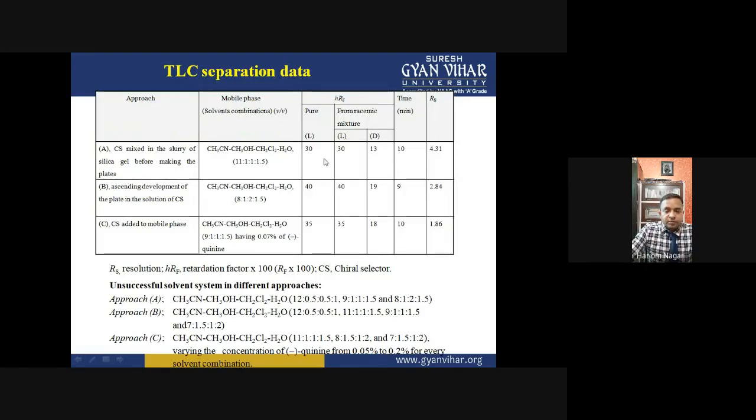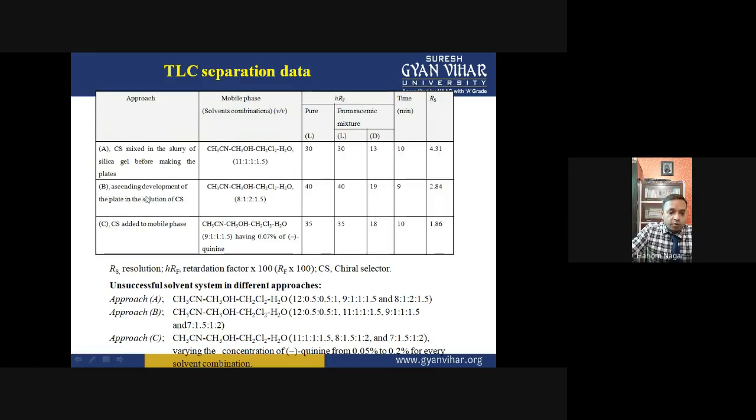These are the chromatographic data. Here are the hRF values for the enantiomers in each approach. In approach number one, the chiral selector was mixed in the slurry of silica gel before making the plate. So before making the TLC plate, we mixed the chiral selector, minus 20, into the slurry of silica gel and spread it on the plate. After that, the chromatography run was carried out, and in that case the resolution value was 4.31.